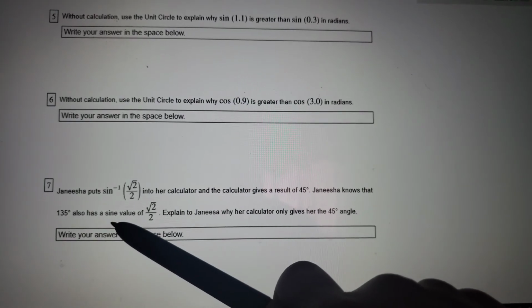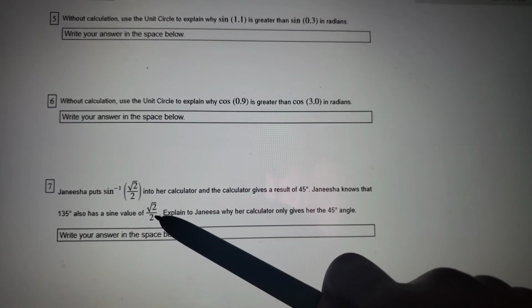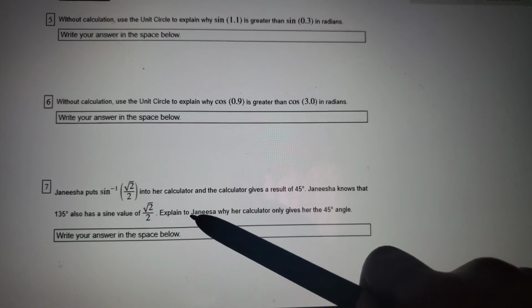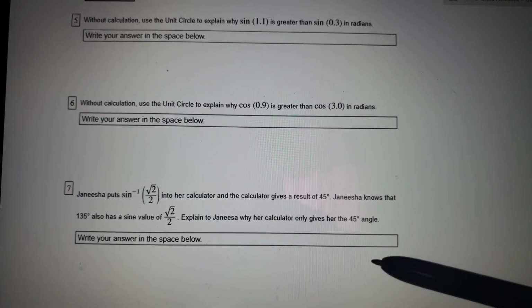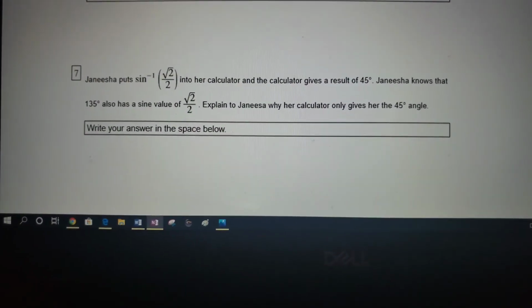She knows that 135 also has a sine value of this. Explain why. Well, she's just using inverses in this one. She just used an inverse. That's pretty much all she did. Let me explain 7 first, because it's the easiest one to explain.